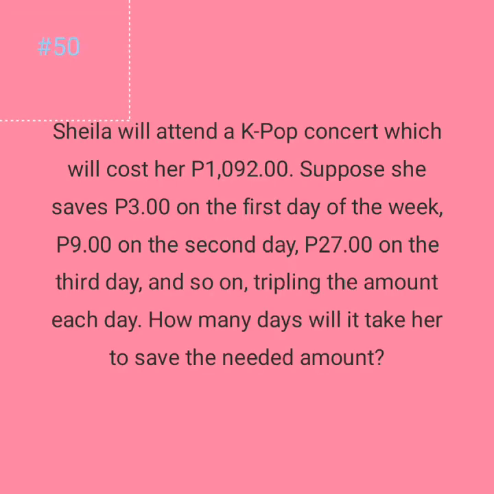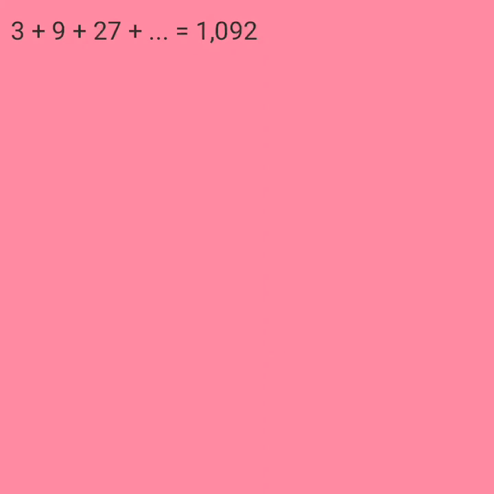Sheila will attend a K-pop concert which will cost her 1,092 pesos. Suppose she saves 3 pesos on the first day of the week, 9 pesos on the second day, 27 pesos on the third day, and so on, tripling the amount each day. How many days will it take her to save the needed amount? That is the same as 3 plus 9 plus 27 plus so on is equal to 1,092.